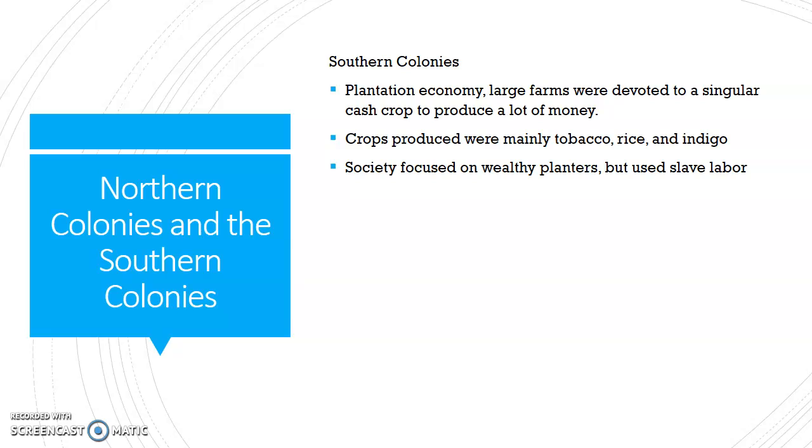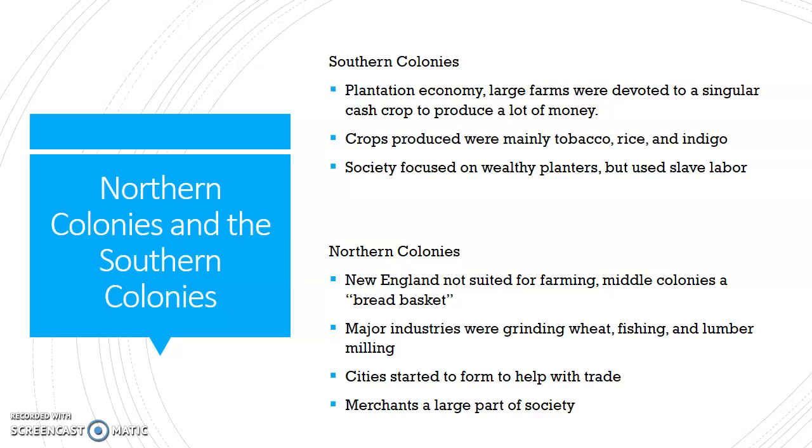And I'm actually going to start in the south. These were basically based on plantations, which were very, very large farms devoted to a singular cash crop. Those crops may have been tobacco, rice. Indigo is a blue dye that made a lot of money. The society was focused on wealthy planters, these owners of these plantations. They kind of ran society. However, we do have to obviously mention the slaves that worked for them. We'll talk about that a little bit more. So we do have a large slave population.